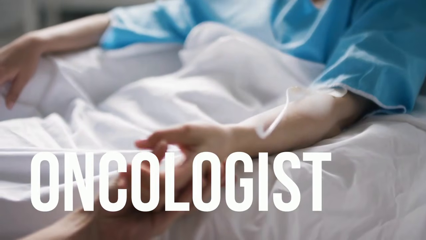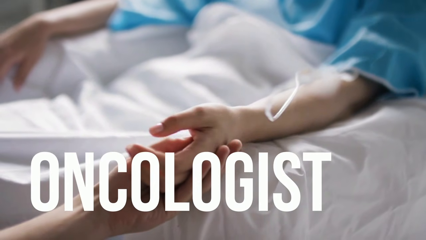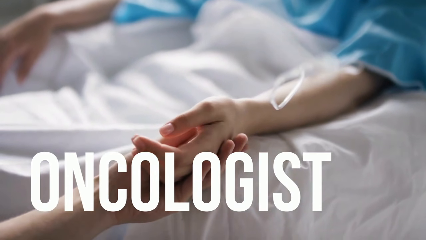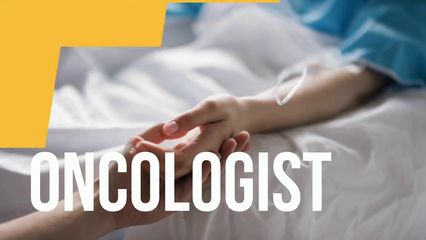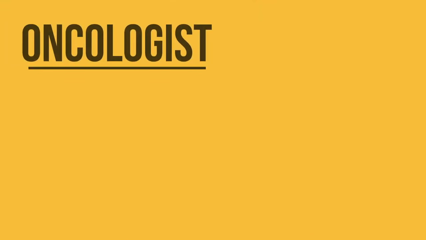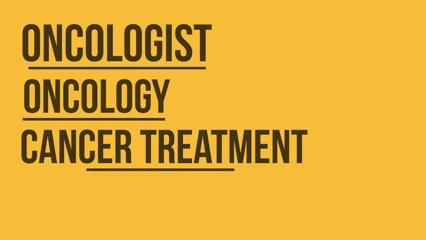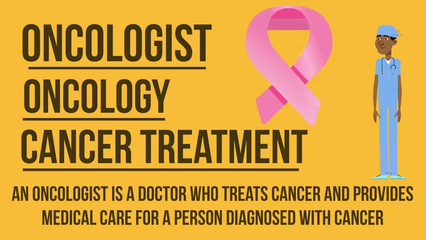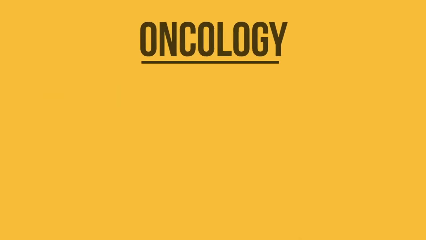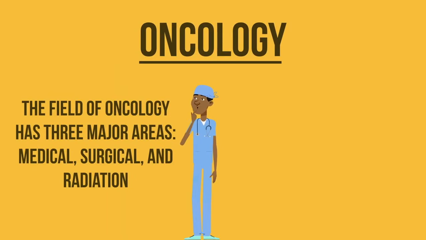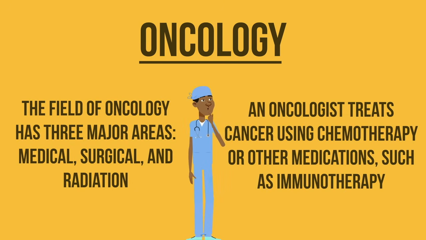Our next doctor type is an oncologist. Repeat after me. Oncologist. An oncologist works in the area of oncology, but this is more commonly known as cancer treatment. These are doctors who treat cancer and provide medical care for a person diagnosed with cancer. In the area of oncology, there are three major areas: medical, surgical, and radiation. An oncologist treats cancer using chemotherapy or other medications, such as immunotherapy.